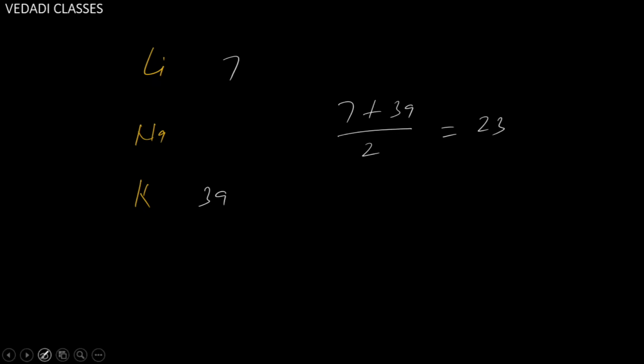We have lithium, sodium and potassium. So what about this? The atomic mass of lithium is 7, and potassium, as you know, is 39. We take the arithmetic mean of these two: 7 plus 39 divided by 2, so it comes to 23. And the atomic mass of sodium is 23. So this is the Dobereiner's triad law.